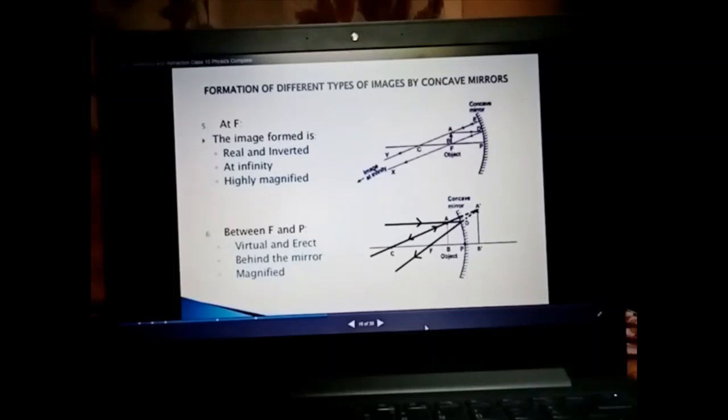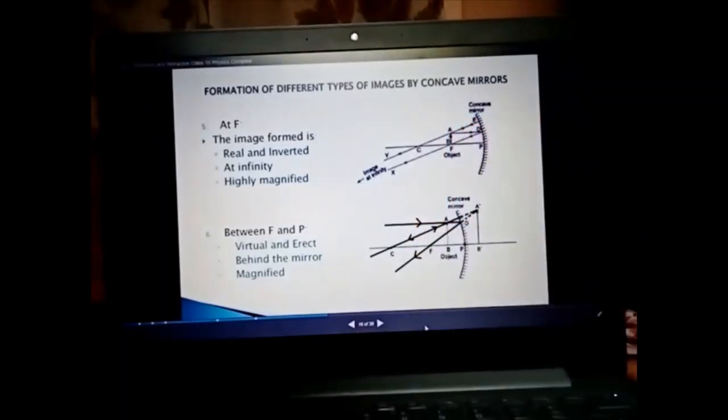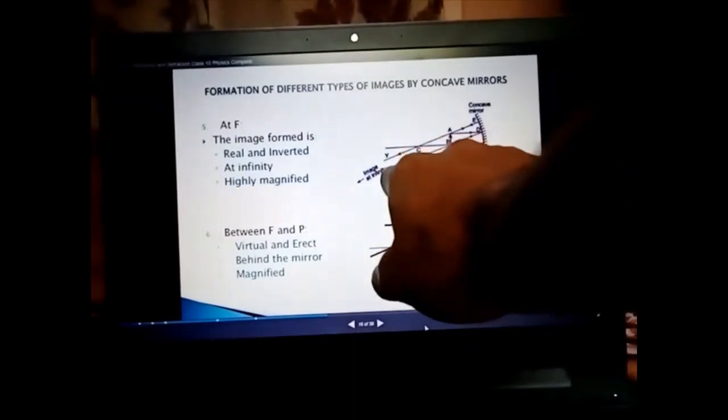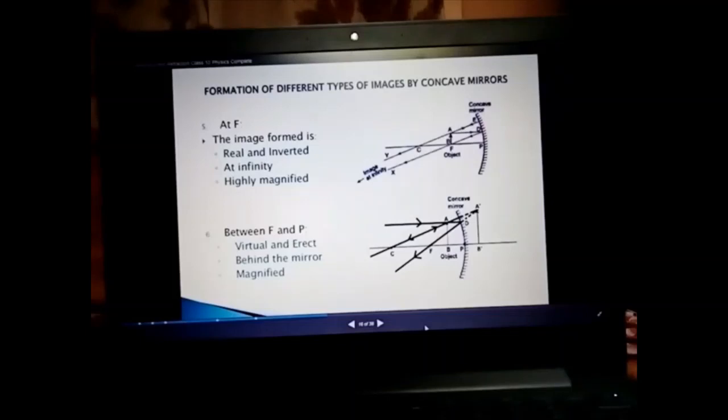Then the fifth case is that when the object is placed at focus, that is AB, then after reflection through concave mirror, the image is formed at infinity. So the nature of the image is real and inverted. The image size is highly magnified, and it is formed at infinity. This is the fifth case.